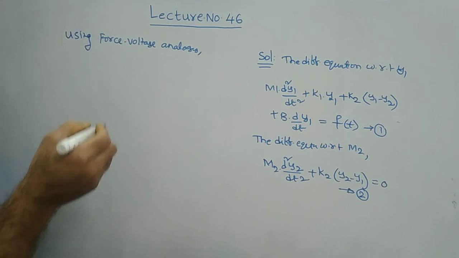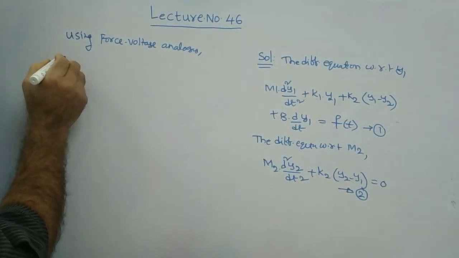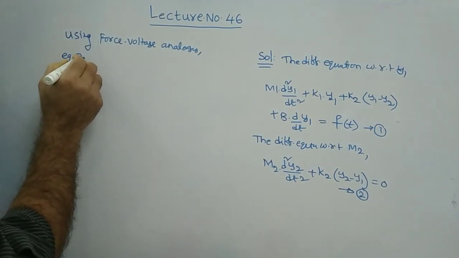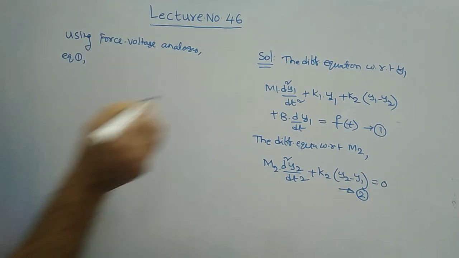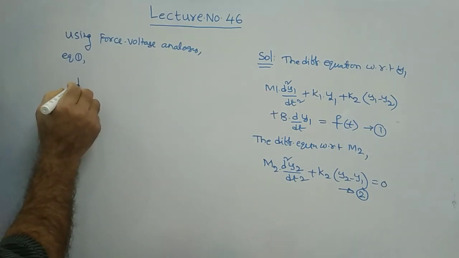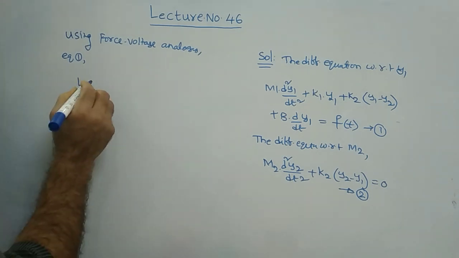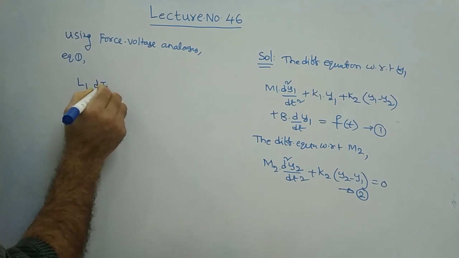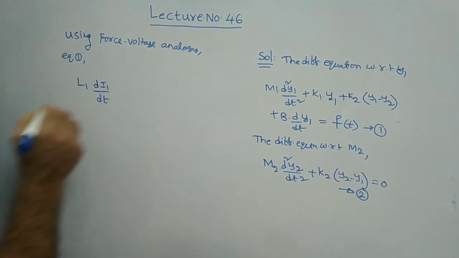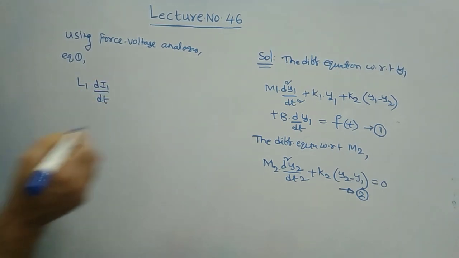Now tell me. So equation 1 becomes, from equation 1, L1 into M1 is nothing but your L1. Then what is dy1 by dt? This is nothing but di1 by dt. Clear?